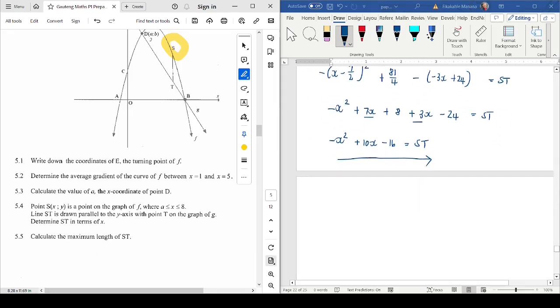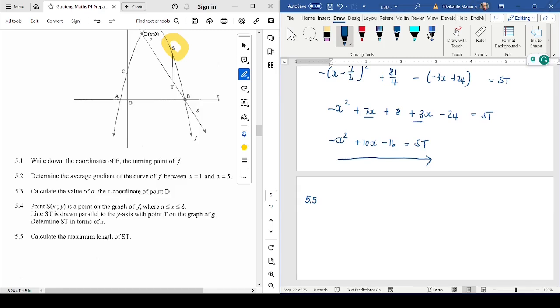All right, anyway, so 5.5, the last question. Calculate the maximum length of ST. Whenever you see maximum or minimum, think about calculus. Think about getting the gradient, or the first derivative, and making it equal to 0. Don't think, we're dealing with functions here, the calculus questions are probably there by question 7. No, this is maths. You can apply anything, anywhere, anytime. They could even ask this in paper 2. So just be ready.